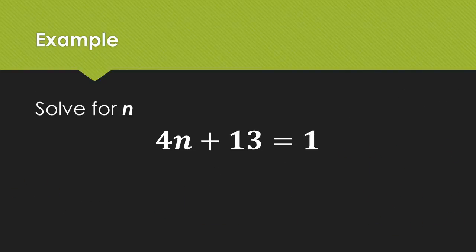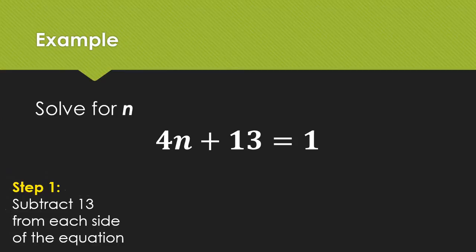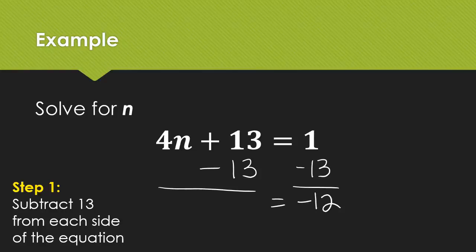So let's go ahead and try another example here. We need to solve for n in this equation. We have 4n plus 13 is equal to 1. So our first step is we're going to subtract 13 from each side of the equation. So let's go ahead and do that. We bring down our equal sign. We have a -13 and a +1. That is -12. And on our left side of our equation, we are just left with 4n.